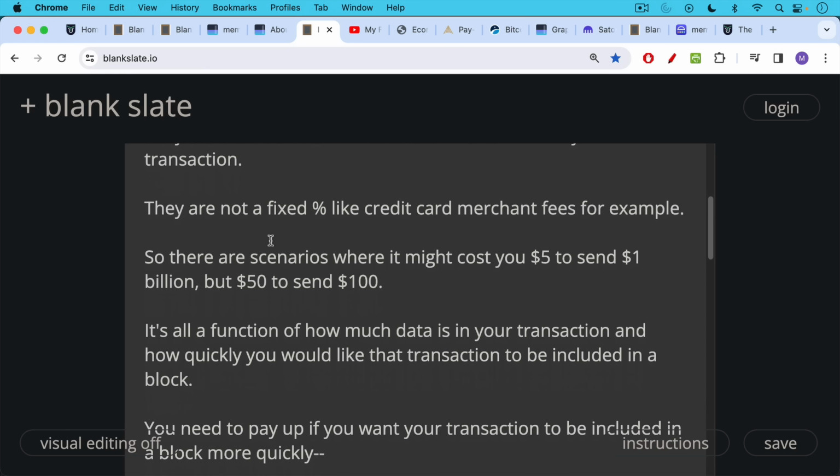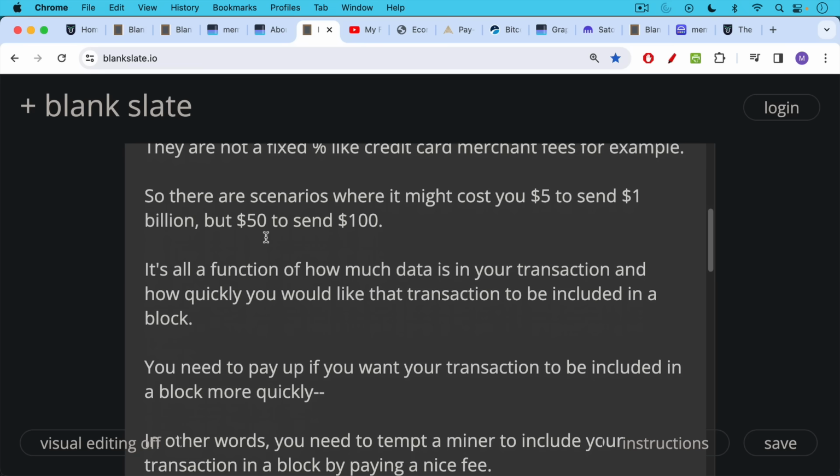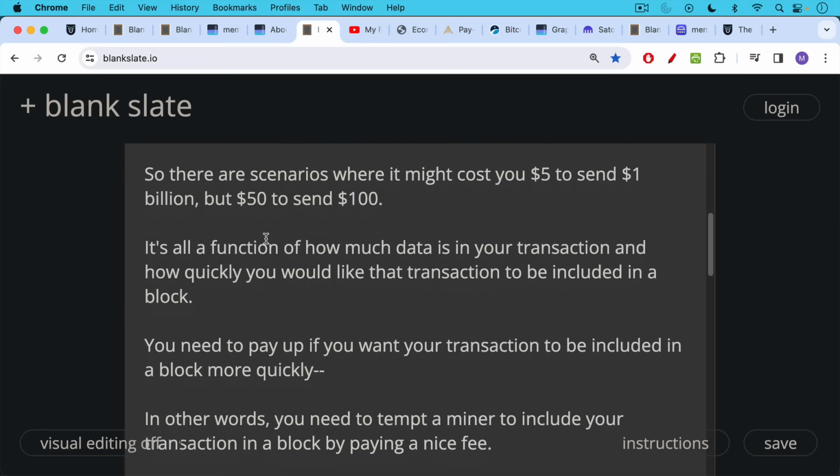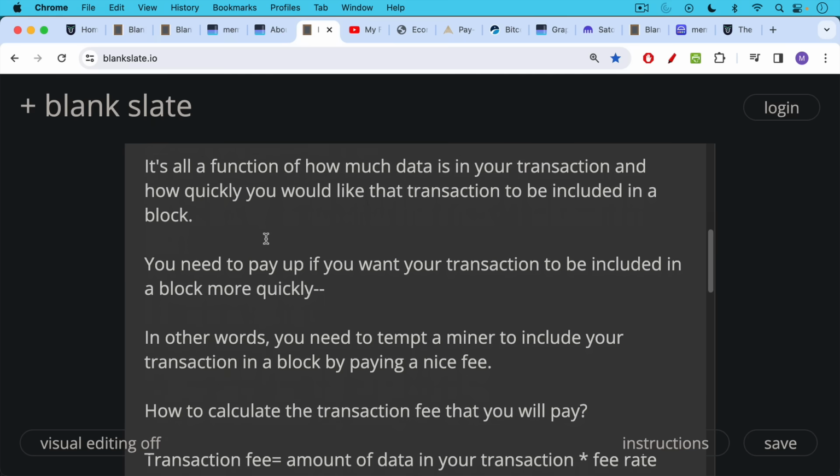So if you bid a very high fee rate, you'll get all the miners' attention. They'll snap up your transaction and include it in the next block. If you bid a very low rate, especially below that purging rate, everyone is going to ignore you, at least until rates come back down, and rates ebb and flow over time. So you do need to pay up if you want your transaction to be included in a block more quickly. You need to tempt a miner to include your transaction in a block by paying a nice fee.